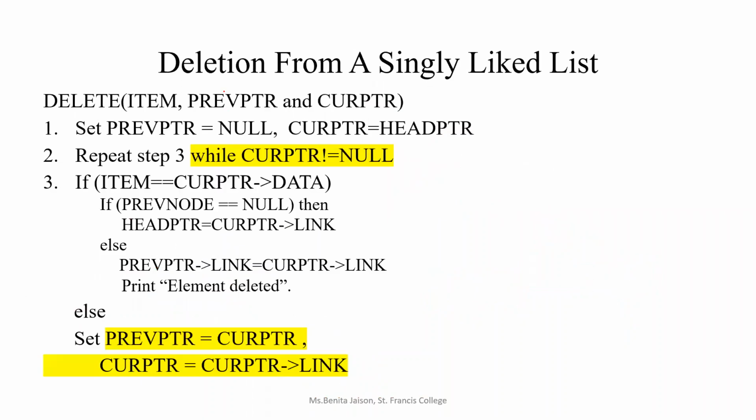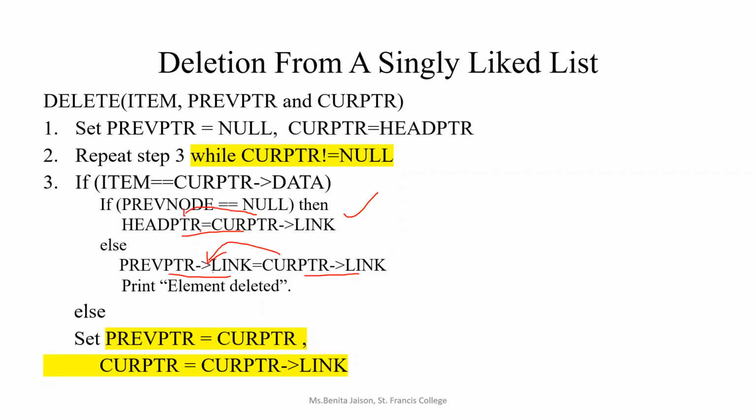Yesterday I had explained the deletion from a singly linked list. What are the 2 conditions? If it is the first node, when you delete, you have to update the head pointer. If it is any node in between, you will be copying the current pointer link into the previous pointer link. Otherwise, the current pointer link is copied into head pointer.